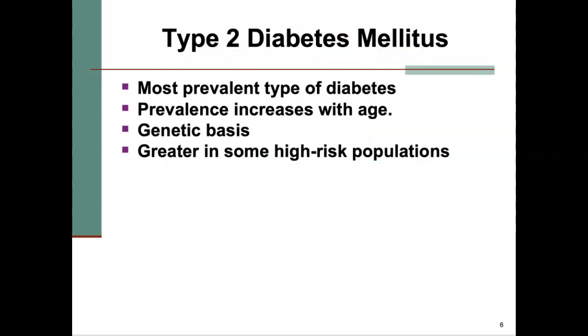As you know, type 2 diabetes is by far the most prevalent type of diabetes and accounts for over 90% of patients with diabetes. Type 2 diabetes usually occurs in people older than 35, and 80 to 90% of patients are overweight at the time of diagnosis. There is a genetic basis, and it's also found to be higher or greater in some at-risk populations.